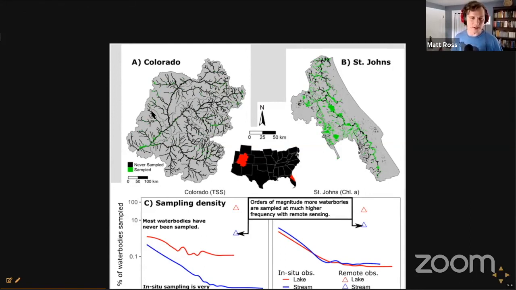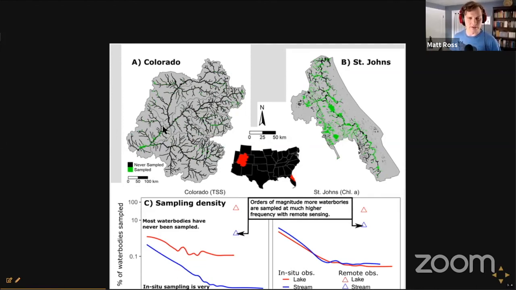So on the left, this is the Colorado River Basin, the upper Colorado, and on the right is the St. John's River Basin in Florida. The segments of river that are highlighted in bright green have been sampled at least once in the history of the Water Quality Portal, so in the history of the federal government managing water quality data. And the black has never been sampled.